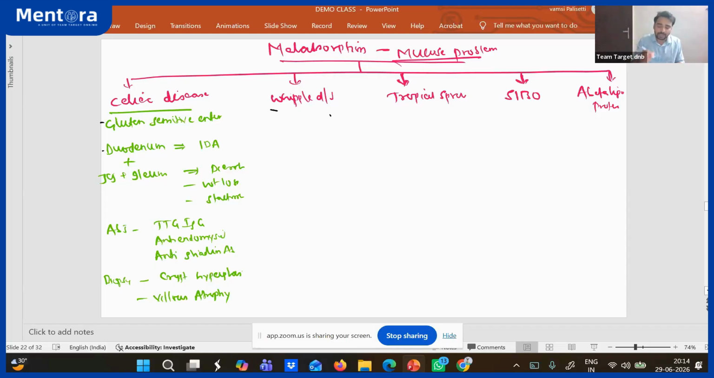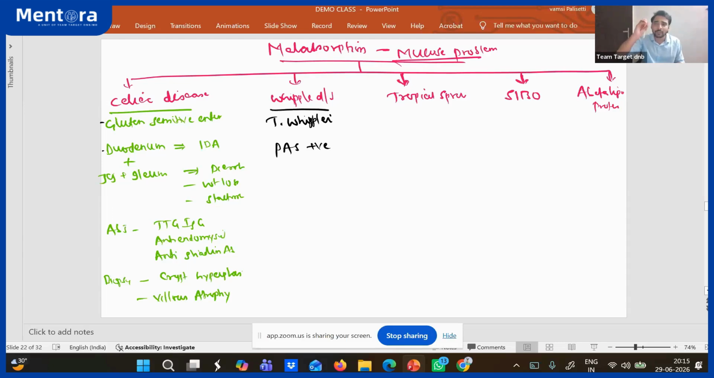Then comes Whipple disease. What is happening in Whipple disease? Let us see. In Whipple disease, the organism is called Tropheryma whipplei. So what is this organism doing? This organism is harboring in the intestinal cells and is causing damage to intestinal mucosal cells and is causing your malabsorption symptoms. One important thing is this is periodic acid Schiff positive. This organism is periodic acid Schiff stain positive. So that is why this organism is engulfed by the macrophages and they stay in the intestinal epithelial cells.